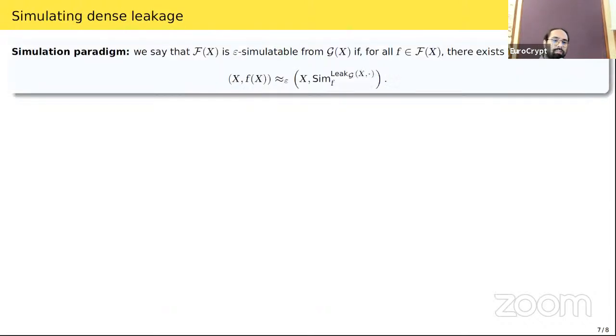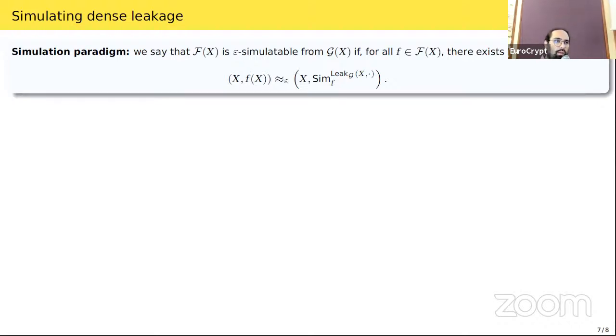Towards this, we define the simulation paradigm, which allows us to formally state the theorem and prove it. So in particular, we say that a family of functions F is simulatable with small simulation error from another family G if for all functions F in F, there exists a simulator which outputs a binary string which is statistically close to the one which the original function F would output. And this holds even when the random variable of the leakage string is coupled with the random variable of the original secret.